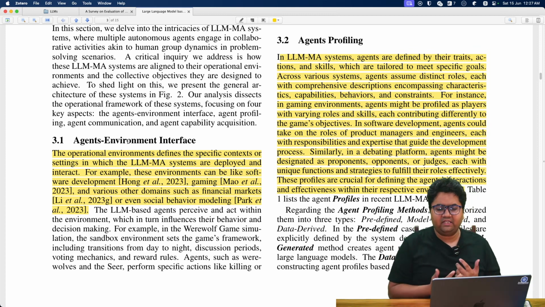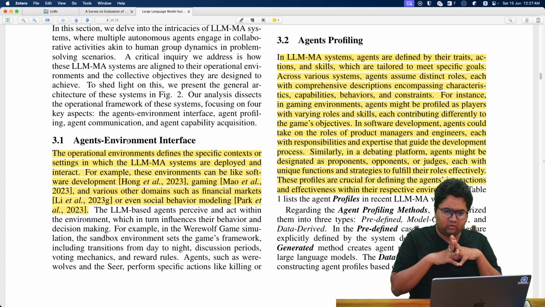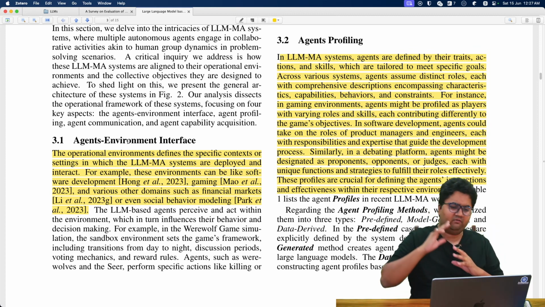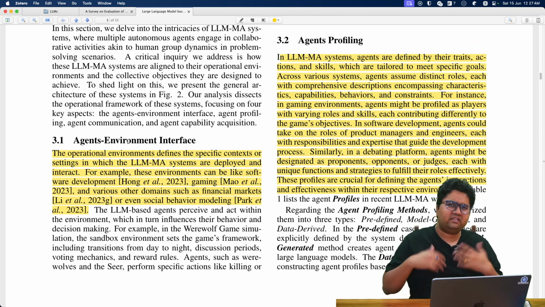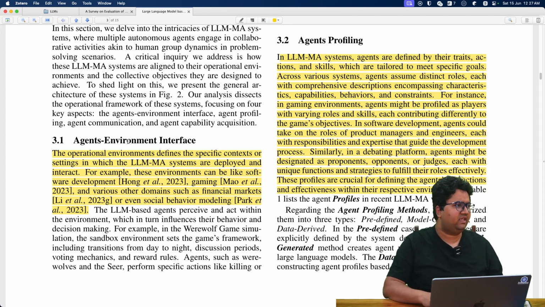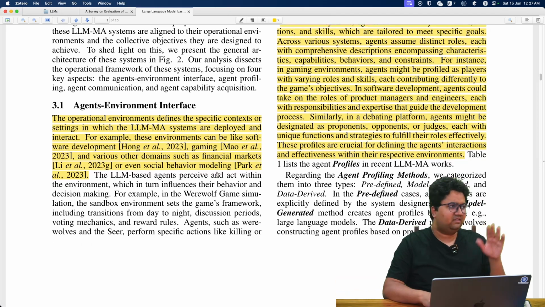Profiling refers to the ability for agents, what roles they are taking. When you have a software development agent, it could have a product manager, a scrum master, a developer, a tester. So essentially the persona or the profile of that agent, and there can be multiple methods to arrive at the profile.